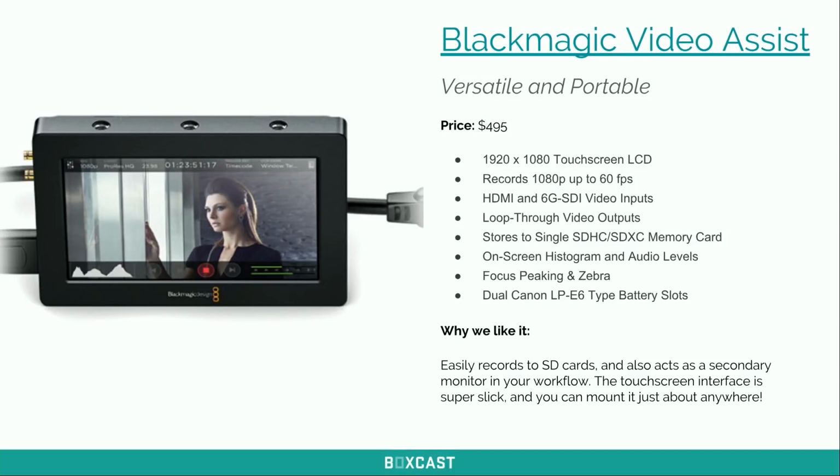Do you want to actually plug it in while I explain all that? We'll show you a little bit of the touch screen. It's got a really nice full resolution touch screen on it. It can record up to 1080p at 60 frames per second. So it can't do the 4K like the other one, but it's also like $200 cheaper. It's got loop-through video outputs, so you can send it into the recorder and then right out to your encoder. And you can store to a single SD card. But the real reason we like it is that SD cards are super cheap. They're really easy to find.